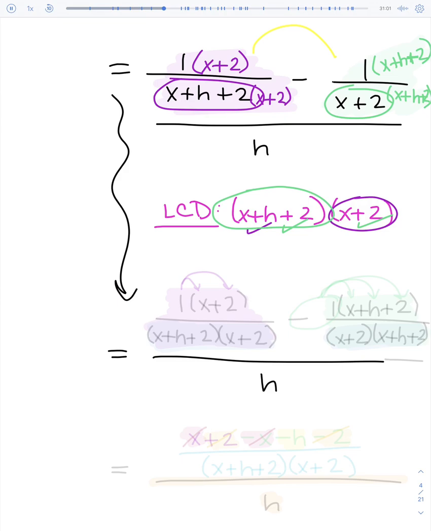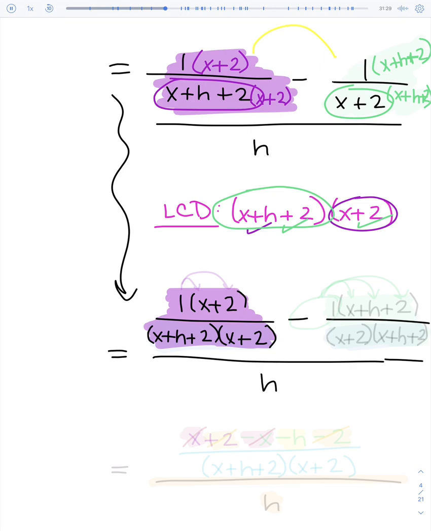Now, on top of my first fraction, I had a 1 and an x plus 2. Now I've got the common denominator of x plus h plus 2 and x plus 2. Just rewriting that first fraction completely, now that we have a common denominator. Minus. Now let's write out our second piece and make sure that we've got everything. Our second piece was this guy.